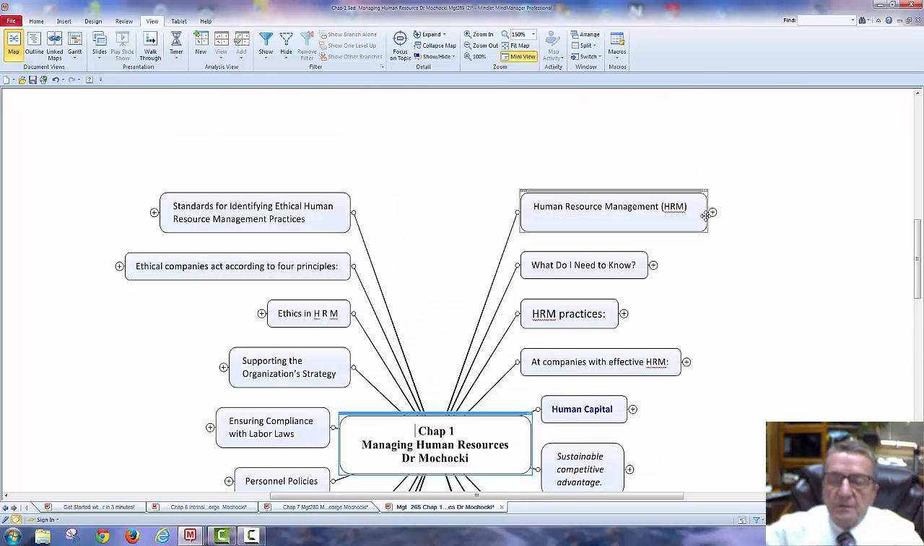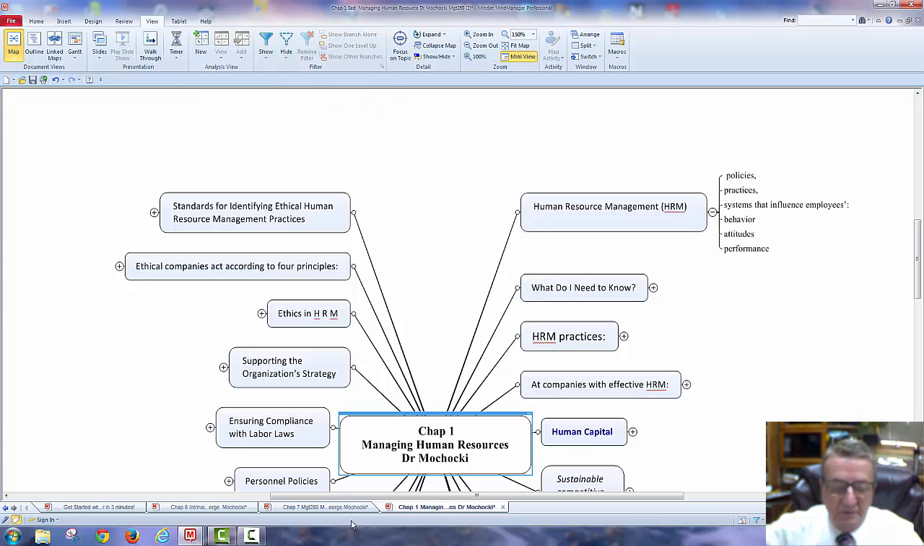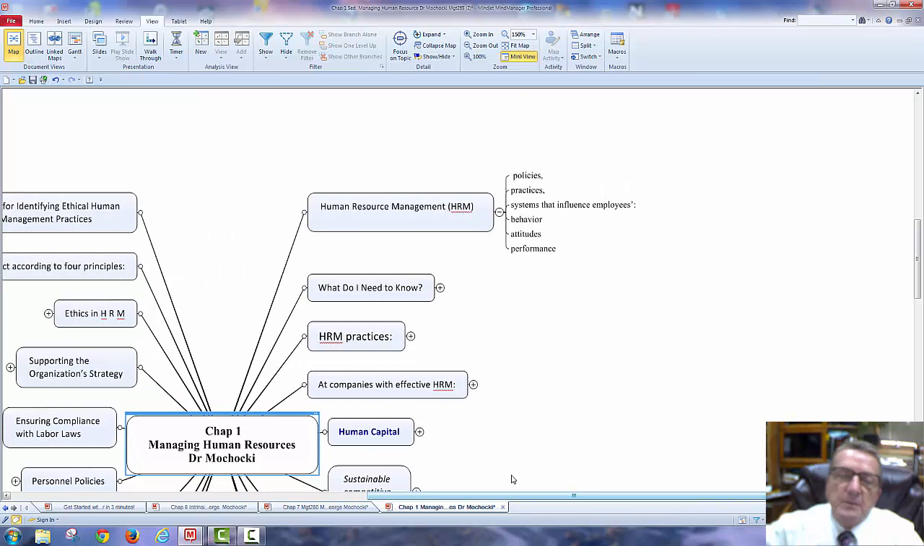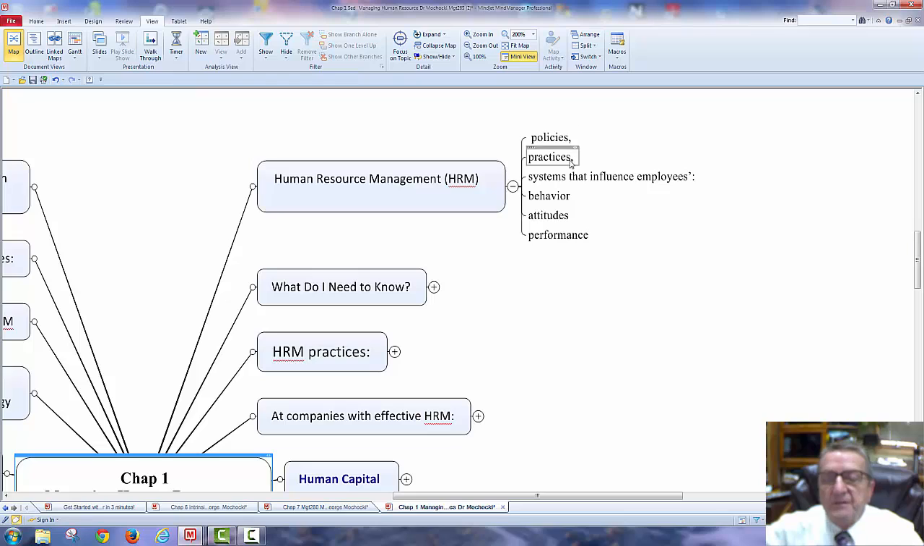Okay, human resource management. What's the first thing we need to do with human resource management? We're going to be looking at what I call policies, practices, and systems that influence employees' behavior, attitudes, and performance.